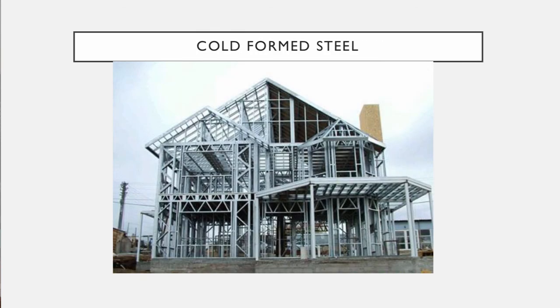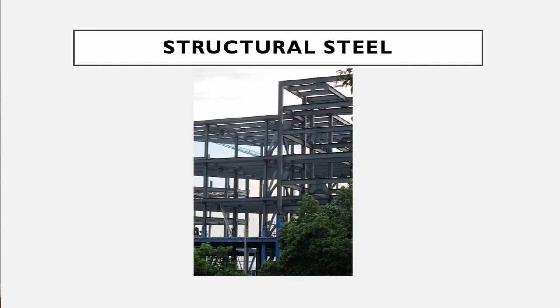Cold form steel is that rolled out sheet metal, and then while it's cold, it's actually cut and bent into different forms. And what's common now is to basically put it in the shape of what would be a 2x4 or a 2x6 wood stud and use it just like you would with wood framing. We're seeing more houses out of cold form steel, but where it really is most common is if we go back and think about our structural steel.